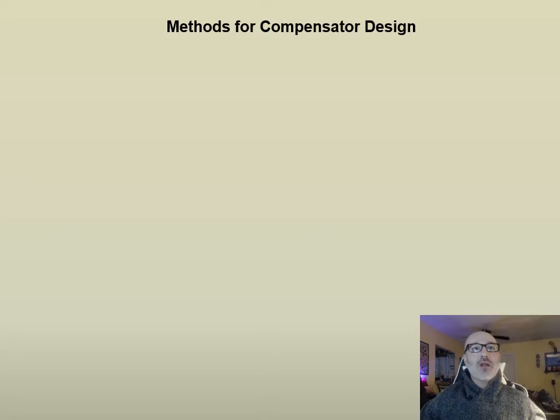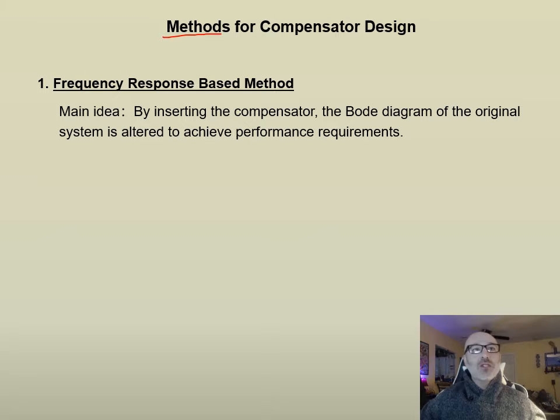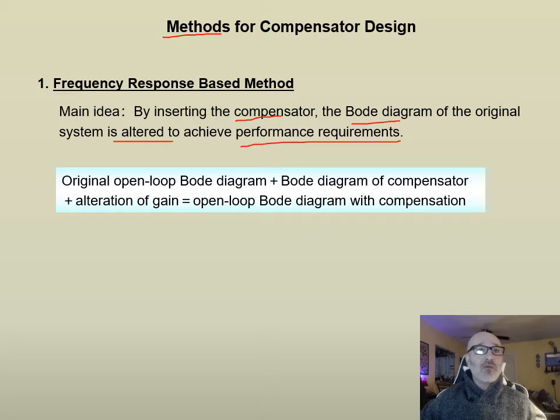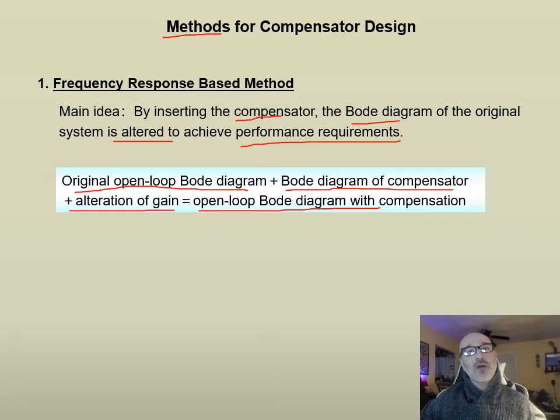So next we're going to look at different methods for our compensator design. The first method we're going to talk about is the frequency response method for compensator design. The main idea behind this is that by inserting the compensator, the Bode diagram of the original system is going to be altered in order to achieve the performance requirements that we desire. So if we take a look at that right here, you have your original open loop Bode diagram, plus the new diagram of the compensator, plus the alteration of the gain, which is going to give us our open loop Bode diagram with compensation. So this is the frequency response based method for compensator design.